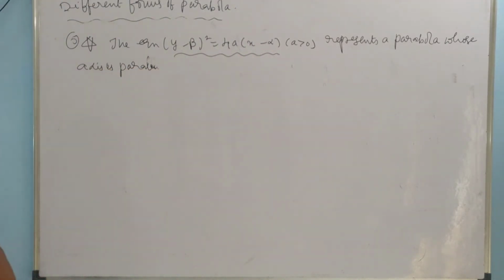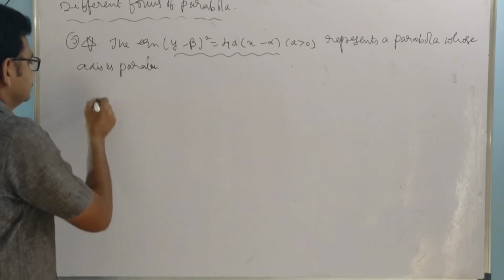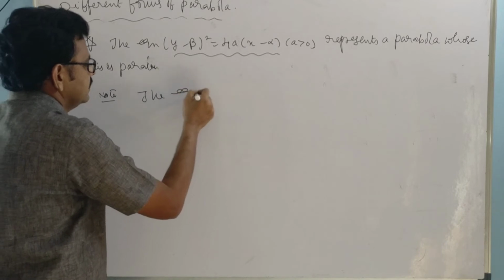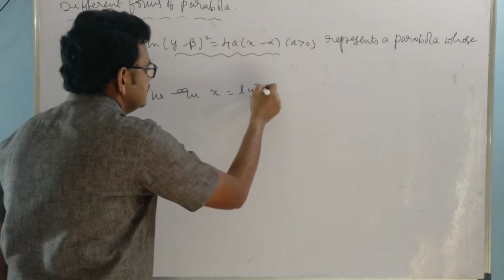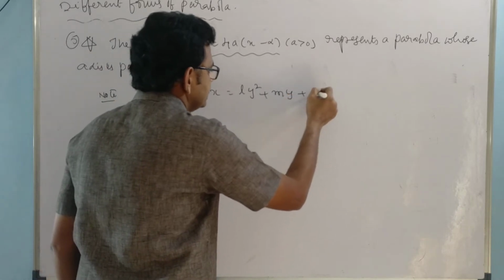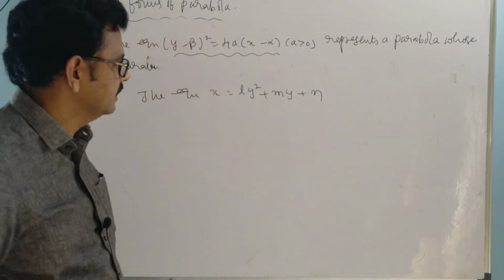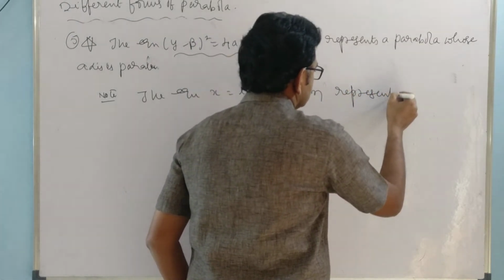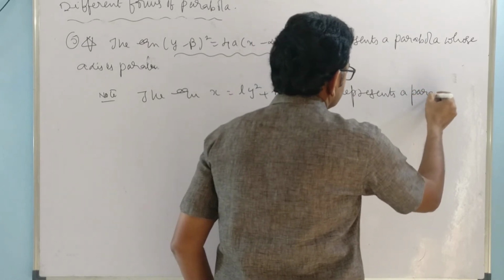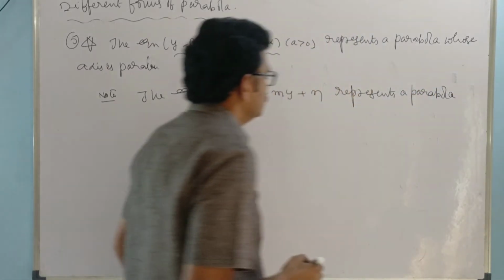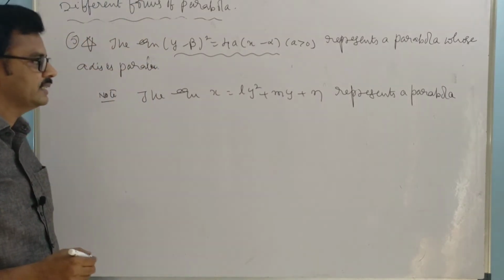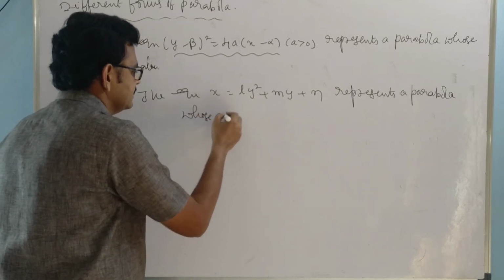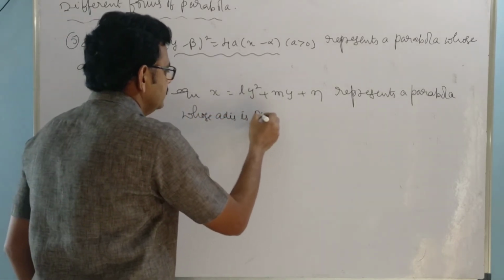Write down a note. The equation x is equal to ly square plus my plus n represents a parabola whose axis is parallel to x-axis.